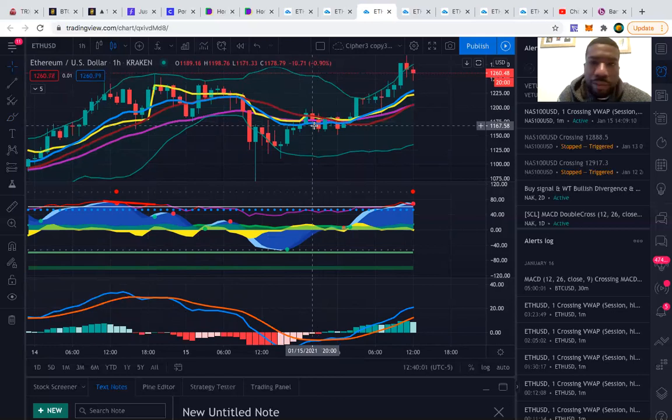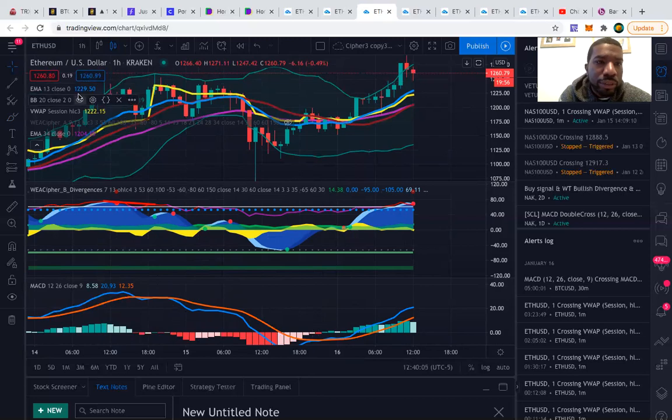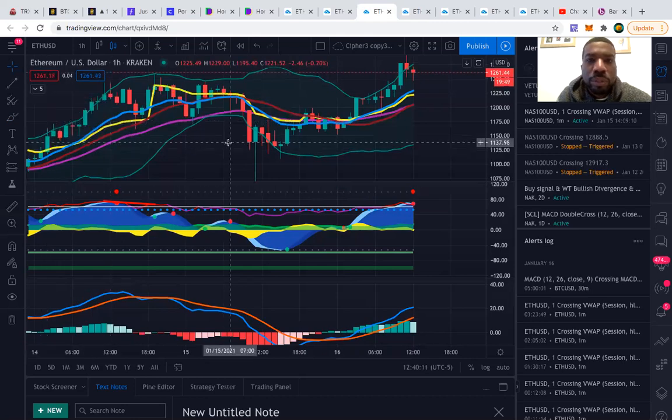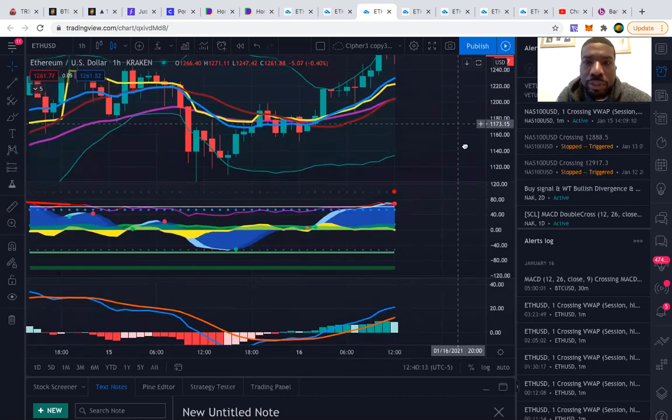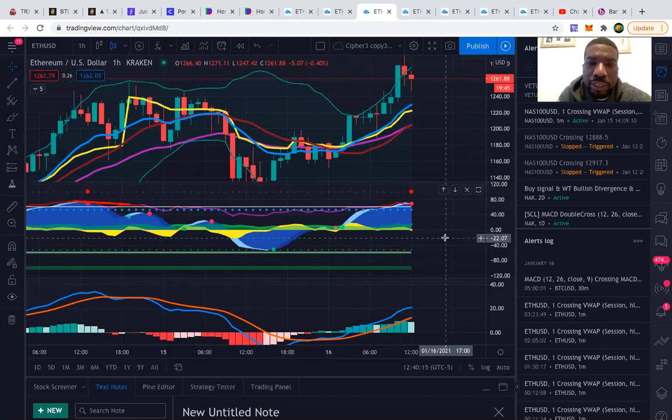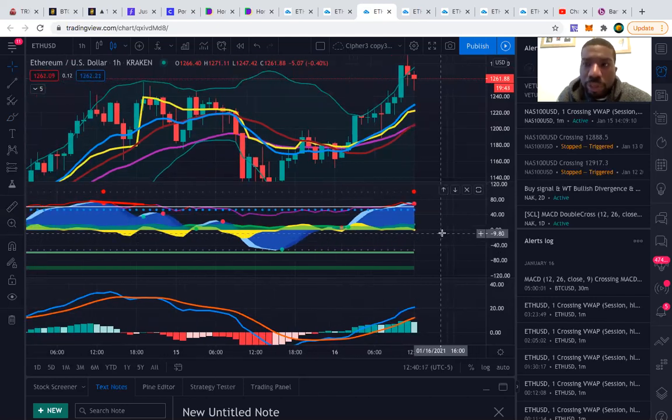And then I got two EMAs, my 13, which is the blue, and my 34, which is the purple. The reason why I chose those numbers is that those are Fibonacci numbers. And this is how powerful it is. This is the strategy we do in our Chart Champions group.